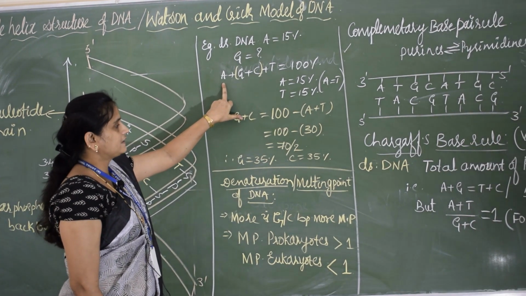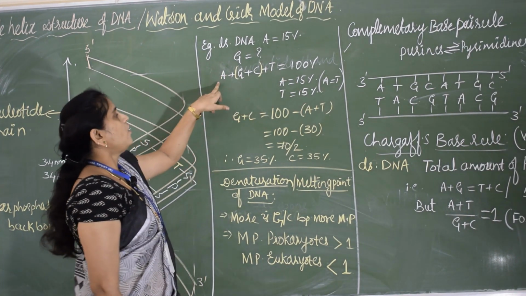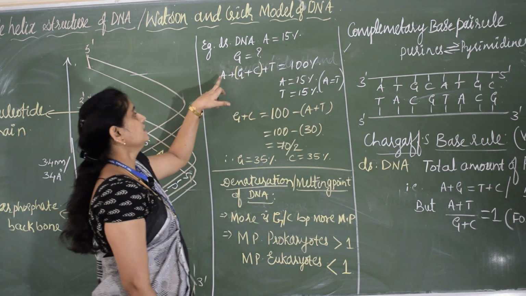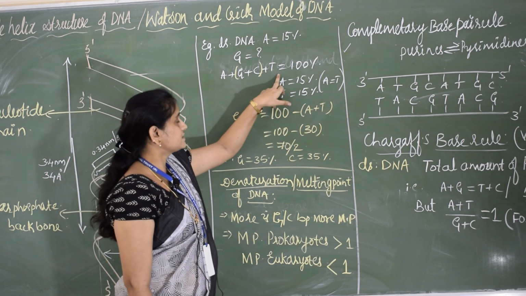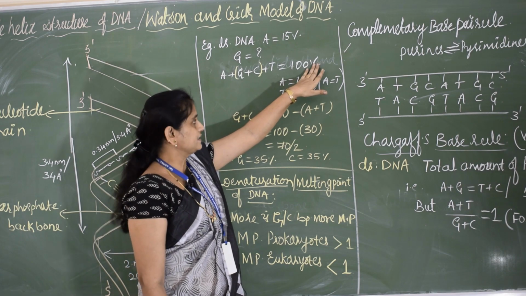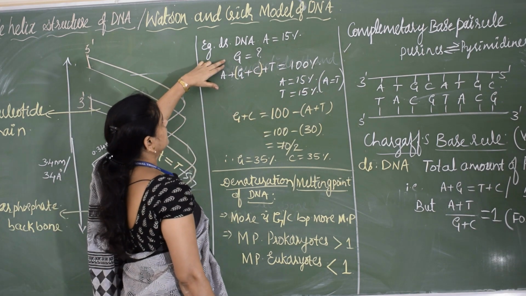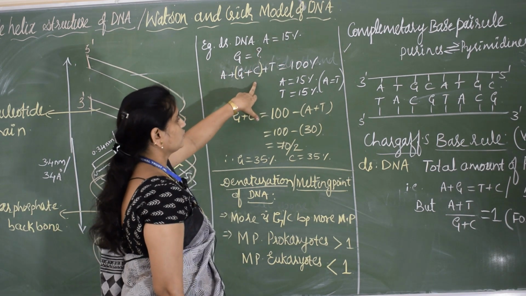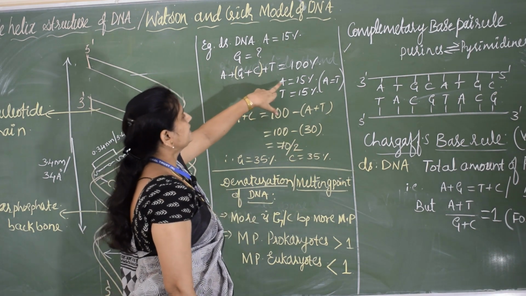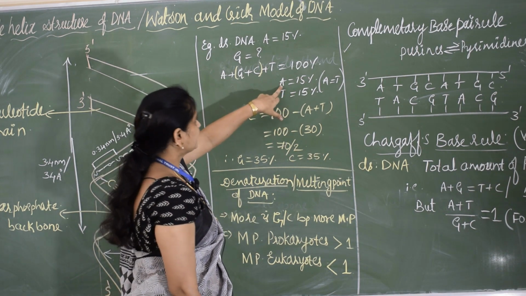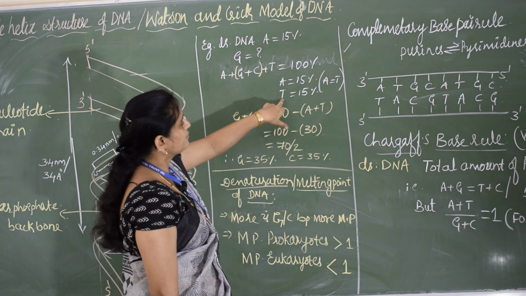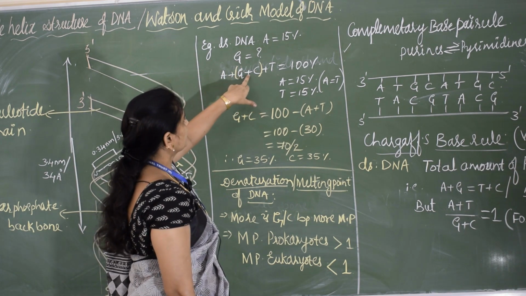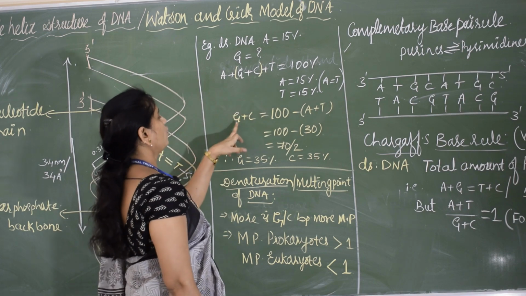See, as we all know, in a 100% DNA, all four nitrogen bases together form 100% DNA. That means A plus G plus C plus T all together form 100% DNA. So what is given here? Given is adenine. If adenine is 15%, then as we know, according to Chargaff's base rule, adenine will always be equal to thymine. When adenine is 15%, then thymine also will be 15%. So what we have to find out? We have to find out the G plus C percentage. Now how to find it out?